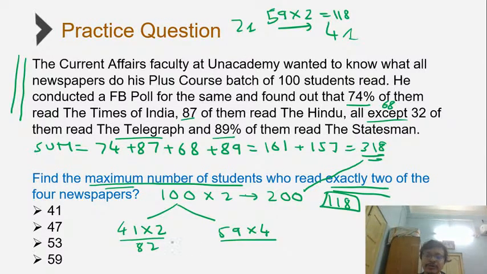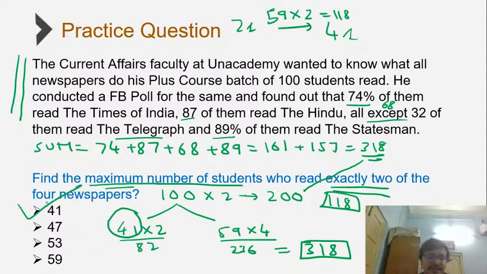How much is 41 into 2? 82. How much is 59 into 4? 236. If you add 236 and 82, it adds up to give you a total of 318, which means the way to maximize the 2 newspapers category is by moving 59 people into the 4 newspapers category and keeping back 41 people in the 2 newspapers category. Hence the answer is option A, that is 41. Is that clear?